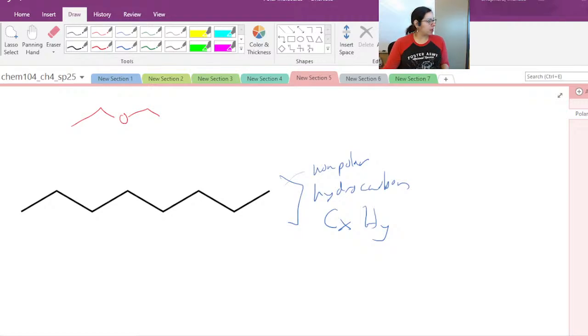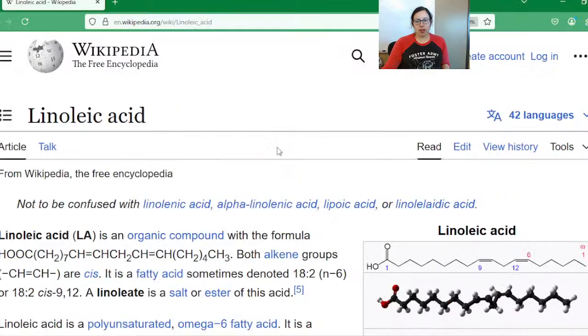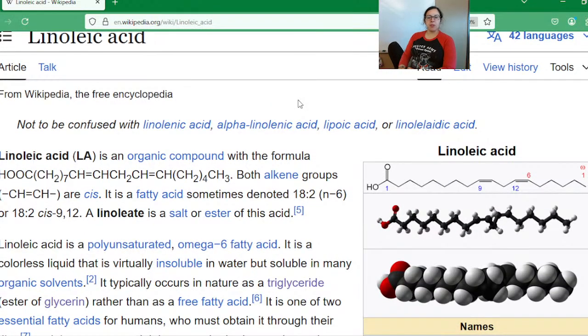Trying to pull up an oil picture. There we go, Wikipedia. And so this is also why fats are considered pretty non-polar. Even though it does have this little group at the end, a carboxylic acid group, which could be considered polar, the main part of your fat is a huge hydrocarbon chain.